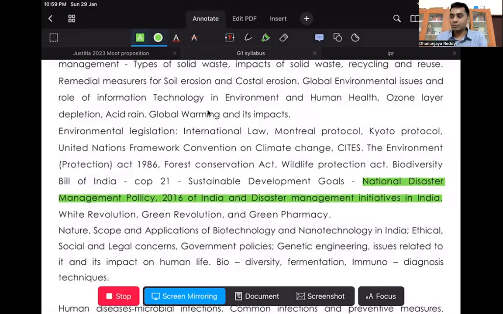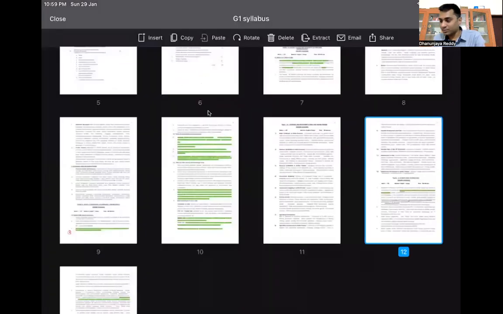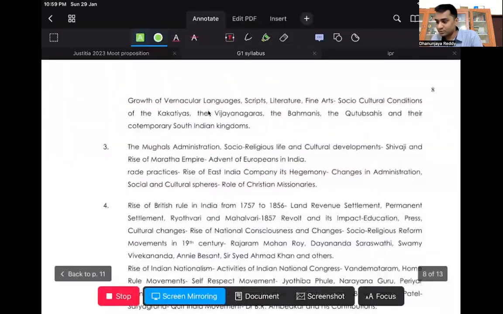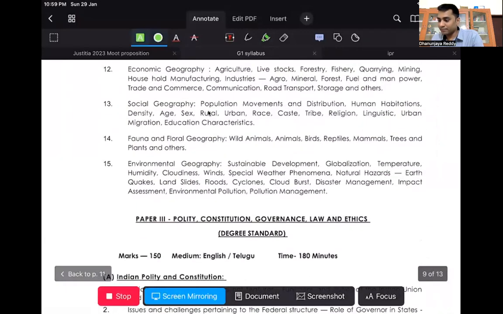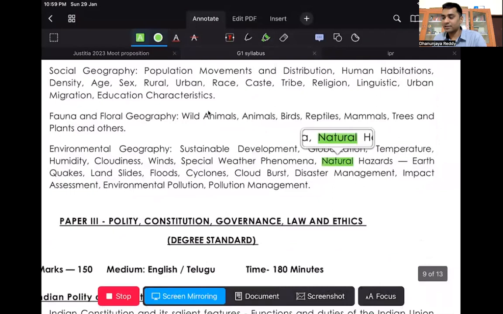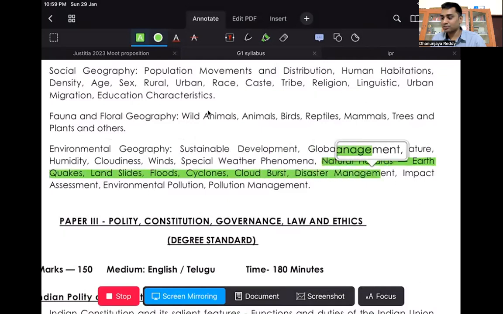Now link the same topic to the AP Geography component. Look at the syllabus in Geography. I'll just show you once. In Geography, you will find the same thing again. Natural hazards. There they have given natural disasters. Natural hazards like earthquakes, landslides, floods, cyclones, cloudbursts, disaster management, environment impact assessment, environmental pollution, pollution management. This is again repeated there.